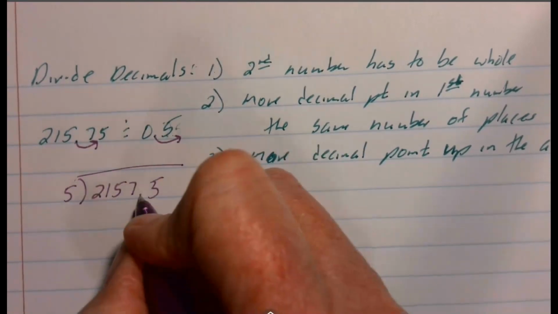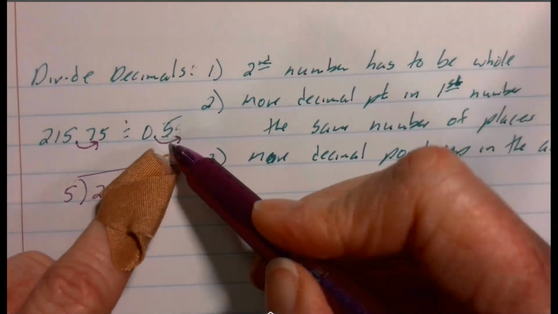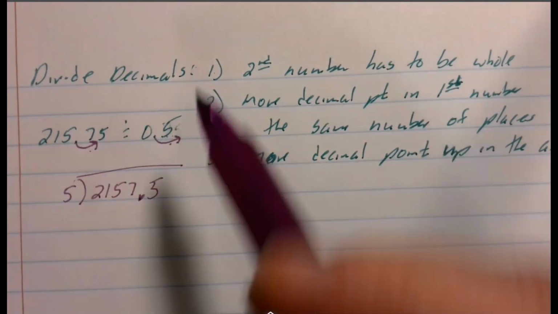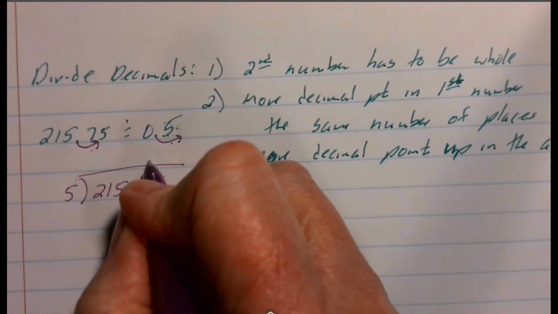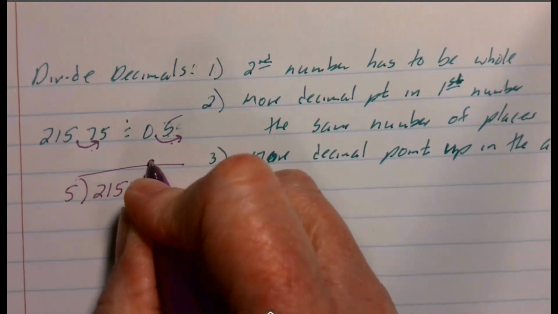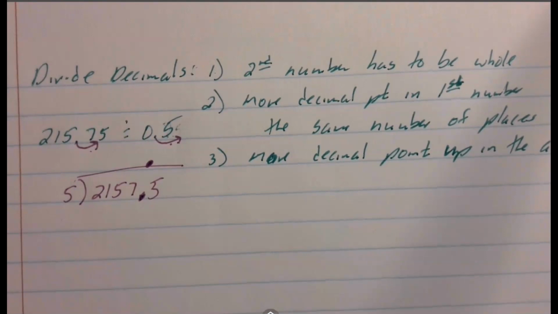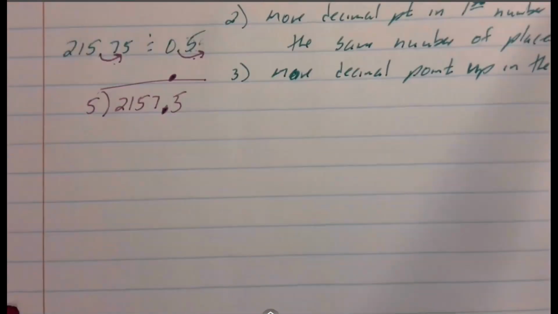So now, okay, I've moved the second number one place, and I moved the first number one place, however many places. Then I want to move my decimal point up into the answer. It's right here. I move it up to the answer to begin with. Then I start doing the division. Okay? Great. Moving on.